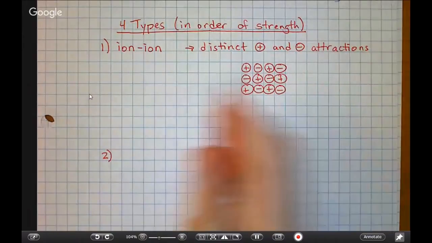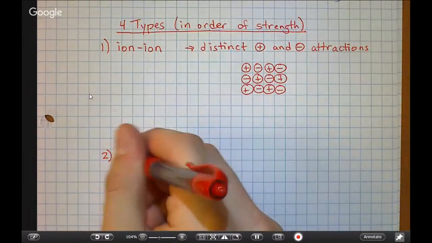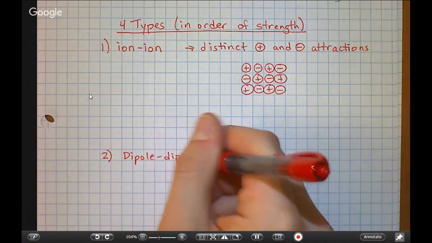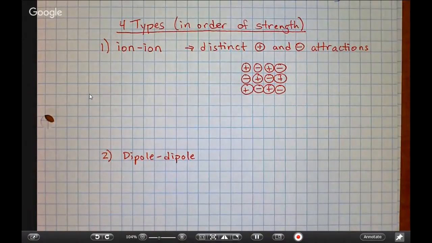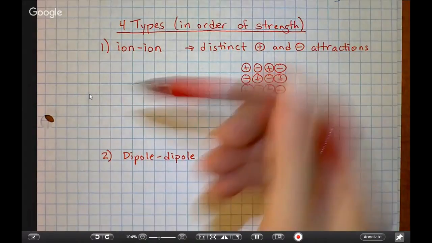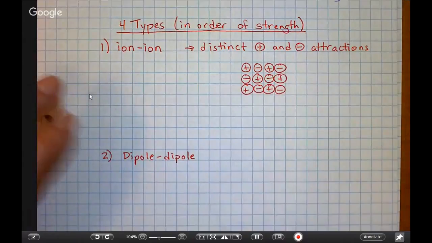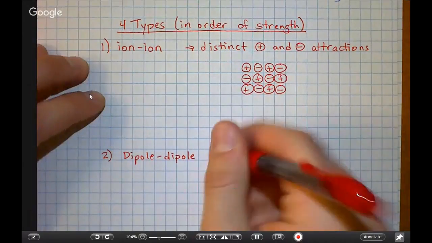the second type. And the second type is called a dipole-dipole attraction. And you notice I'm putting some space between 1 and 2. That's on purpose. So if you're doing that, make sure you leave some space there between 1 and 2. What we're going to see is that our third type is actually up here in terms of strength, but I introduce it after. So our second type here is dipole-dipole.